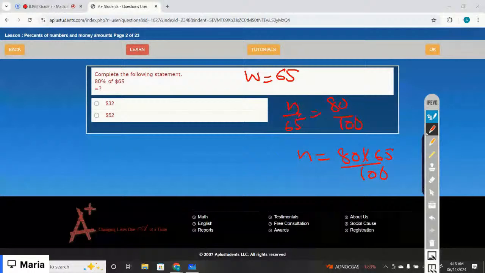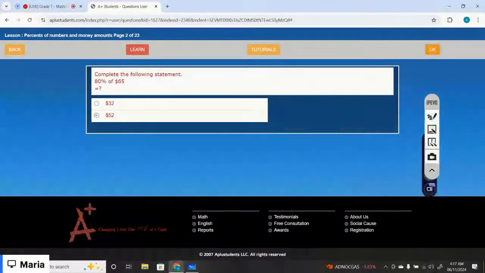80 times 65 is 52. So that means 80% of 65 is 52. Number 2 is the correct option. The correct option is option number 2. Why is no one answering?